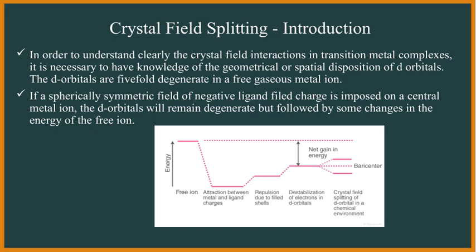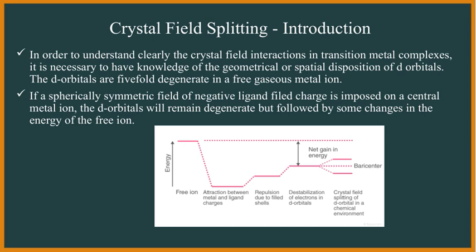To really understand how transition metal complexes behave, we need to grasp the spatial arrangement of the d orbitals. In a free gaseous metal ion, these 5 d orbitals are degenerate, meaning they all have the same energy. Now, when a symmetric field created by ligands surrounds the metal ion, things change a bit. If this ligand field is spherically symmetric and negatively charged, the d orbitals will still remain degenerate, but their energies will shift compared to the free ion.